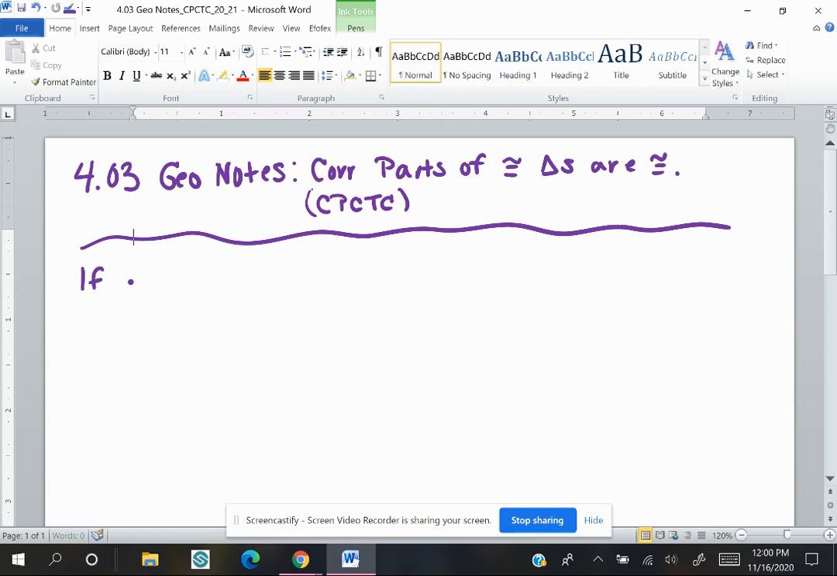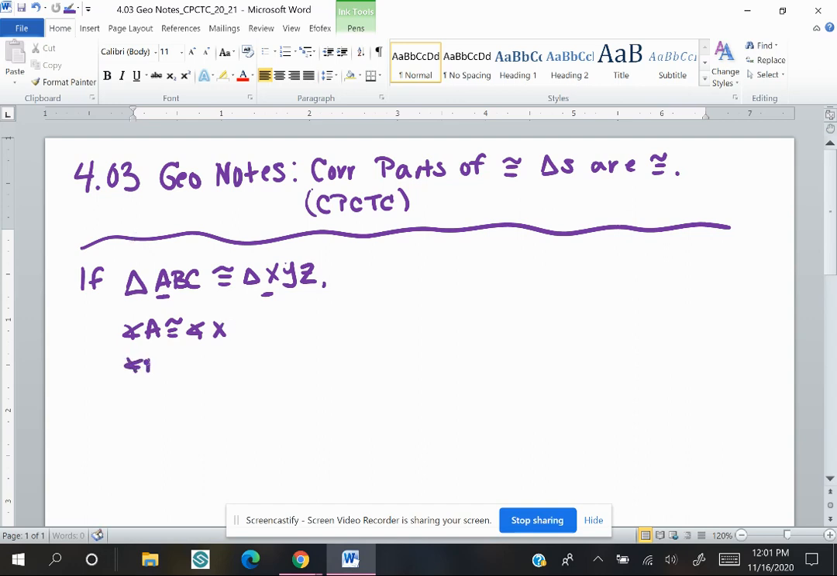All right, so first, just as a little review here, if triangle ABC is congruent to triangle XYZ, then what can we conclude? Well, what do we know? What parts would be congruent? So for example, angle A would be congruent to what angle? Well, A is the first letter, so that would be congruent to angle X.